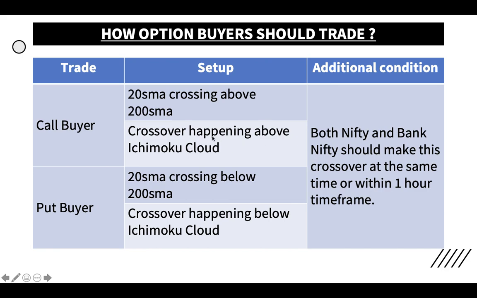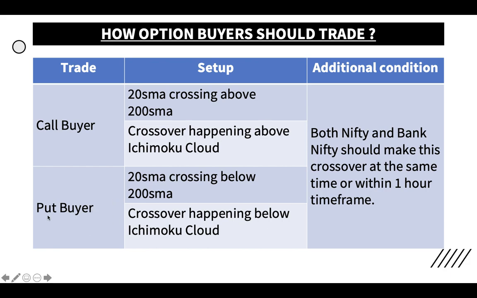And similarly, the buy signal most of the time, 80 to 90% of the time, will come above the Ichimoku cloud or just below the Ichimoku cloud. That is very important. Hope everybody knows about the Ichimoku cloud. If you don't know, then you can just browse it and you will know about this.